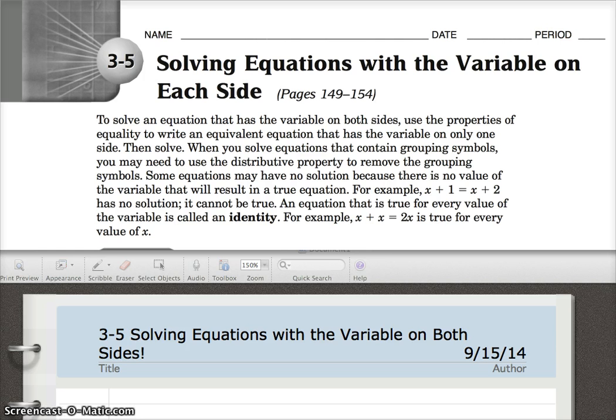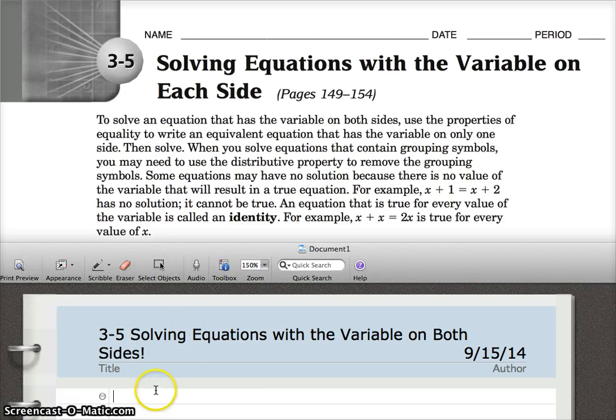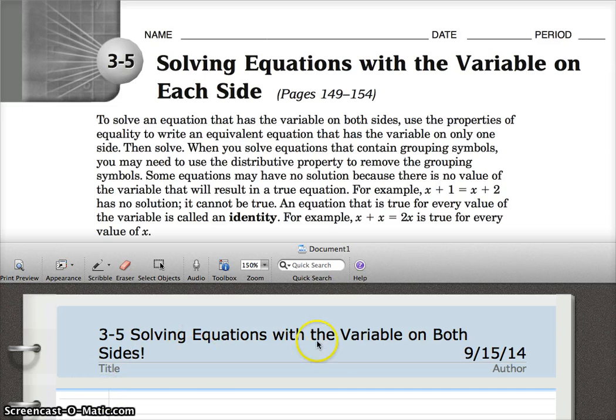All right, so today we are talking about solving equations with the variable on both sides, and I'm going to try to use two screens. These are the notes from the book, and then these are just extra notes that I think you need to know. The notes that are down here is what you will need to show me during class.